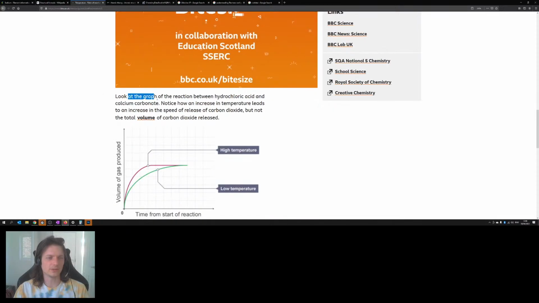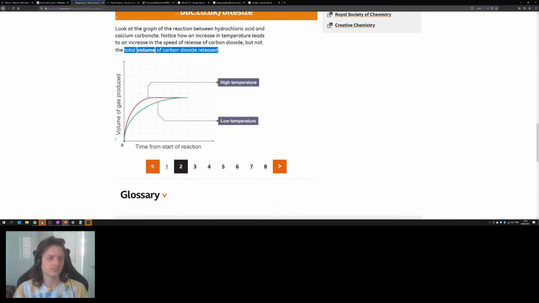Right. Where were you? Look at the graph of the reaction between hydrochloric acid and calcium carbonate. Notice how an increase in temperature leads to an increase in the speed of release of carbon dioxide, but not the total volume of carbon dioxide released. Volume of gas produced, time from start of reaction.